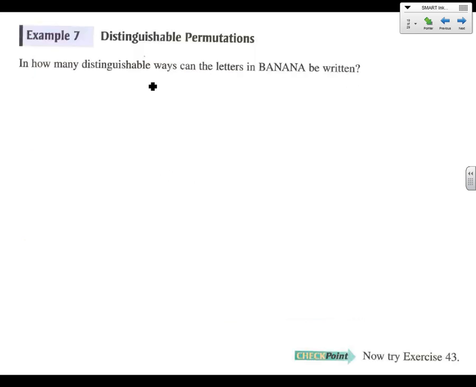So let me show you an example here. How many distinguishable ways can we do banana? All right, so banana is going to be, there's 6 letters in that word, so 6 factorial. Divided by, are there any repeats? Yes, A repeats 3 times, so we're going to do 3 factorial on the bottom. And N repeats twice, so we'll do a 2 factorial on the bottom.